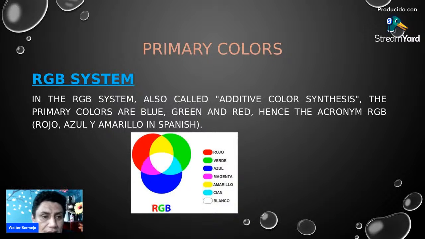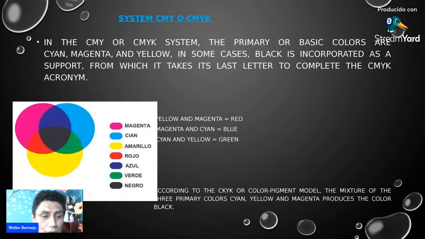RGB system. In the RGB system, also called additive color synthesis, the primary colors are blue, green, and red, hence the acronym RGB. In Spanish, rojo, azul, y amarillo. CMYK system. In the CMYK system, the primary or basic colors are cyan, magenta, and yellow. In some cases, black is added as a support, from which it takes its last letter to complete the CMYK acronym.